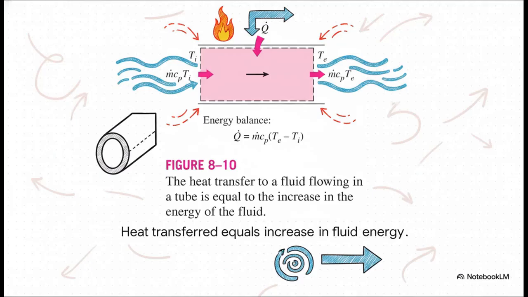Just picture a basic control volume of a tube. You've got fluid flowing in at an initial inlet temperature, it moves through the pipe, heat gets added from the outside, and then it exits at a higher temperature. The physics rule governing this is beautifully simple. The heat transferred to that flowing fluid is exactly equal to the increase in the energy of the fluid itself.